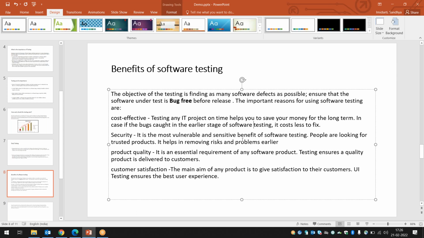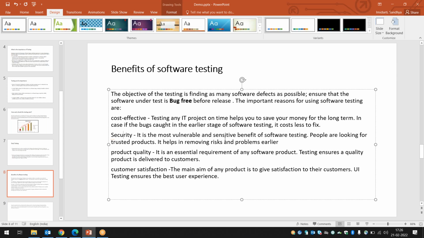So the important reasons for using software testing: it's cost effective. Obviously, testing any IT project on time helps you save money in the long term. In case bugs are caught in the earliest stage of software testing, it costs less to fix. And also security. If the application has been delivered successfully on time, it has to be secure as well as reliable, as a software application may have sensitive data, so that it may not be lost.